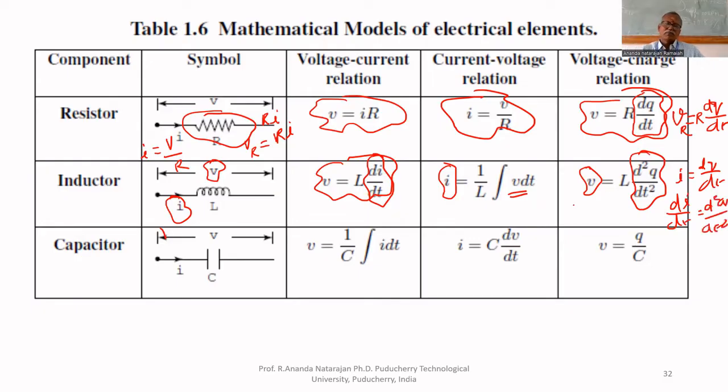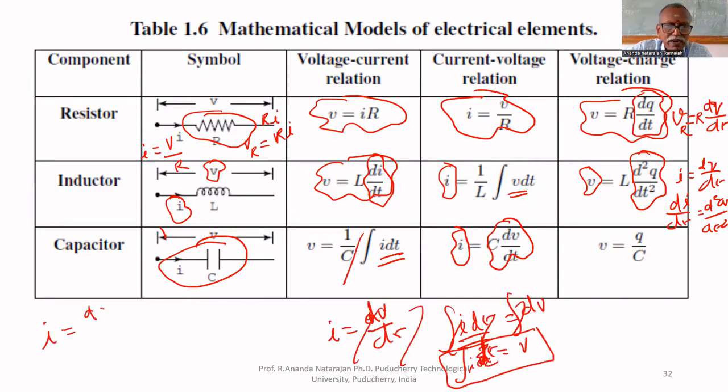That is substituted here. In the case of a capacitor, what is the voltage across the capacitor? V equal to 1 upon C integral of I dt. What is I? Current through the capacitor, I equal to C rate of change of voltage, C dV by dt. But I equal to dq by dt.